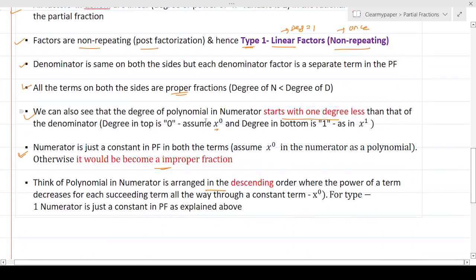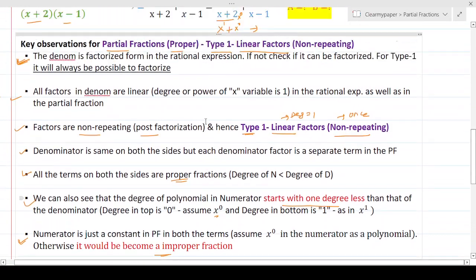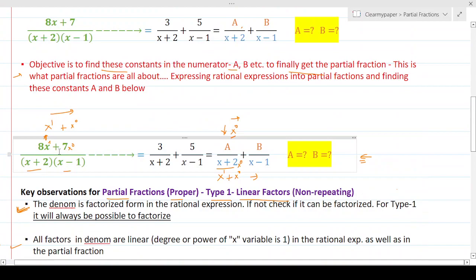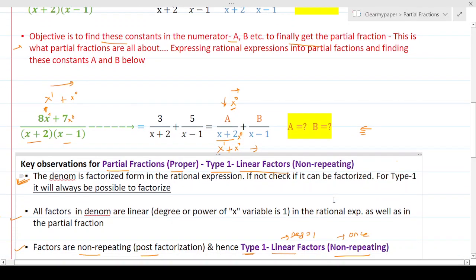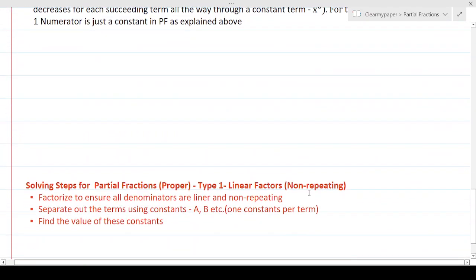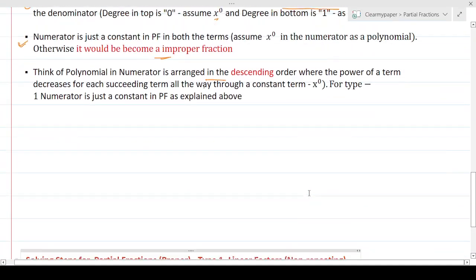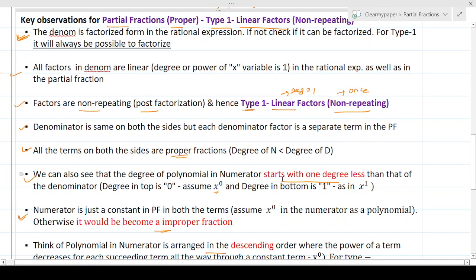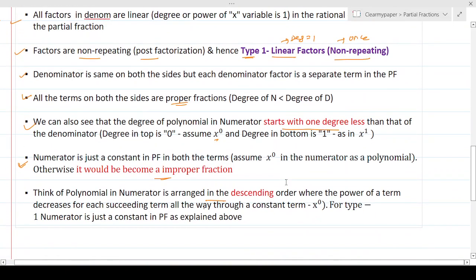These are like the key points. From an exam standpoint of view, once you get a problem and once you identify that, okay, it's a partial fraction and it belongs to type 1 linear factors, non-repeating, based on this, the only thing that you need to remember to solve, there are only 3 steps. All these things you don't have to remember. Once you understand it, you can just memorize it, or it gets into your head.